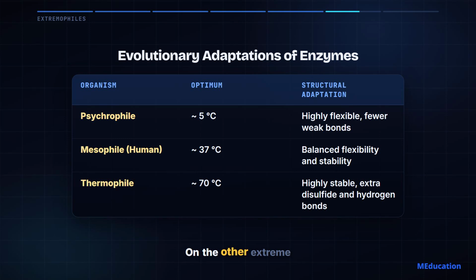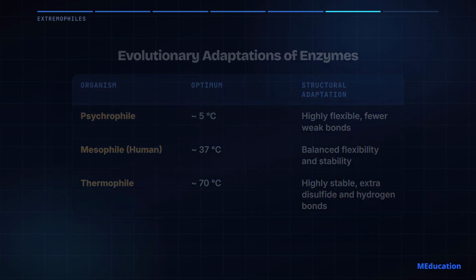On the other extreme, thermophiles live in boiling hot springs with optima around 70 to 80 degrees. To survive massive thermal vibration without denaturing, their enzymes have highly stable tertiary structures packed with extra hydrogen bonds and strong covalent disulfide bonds. This locks the active site firmly in place.